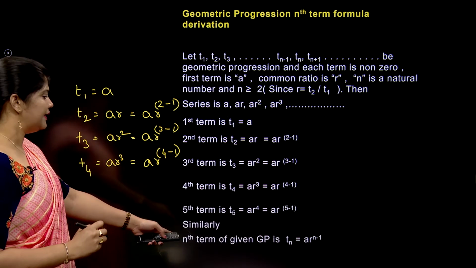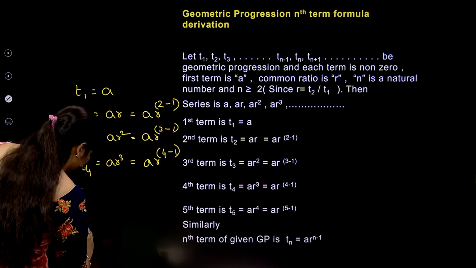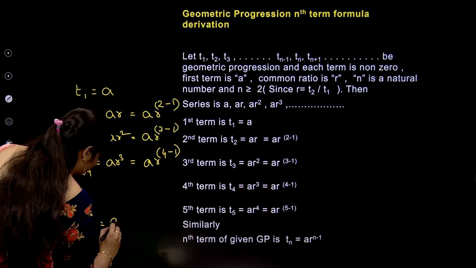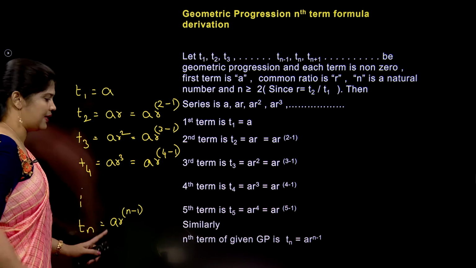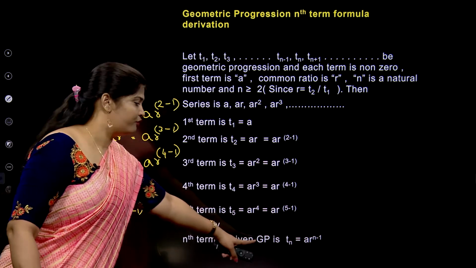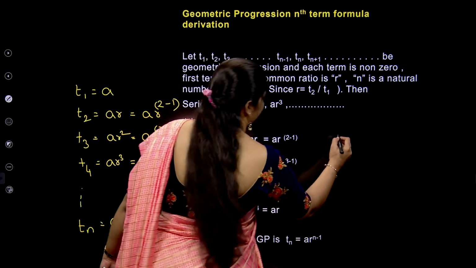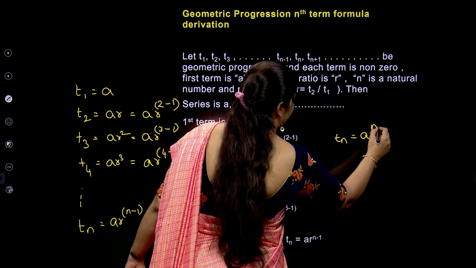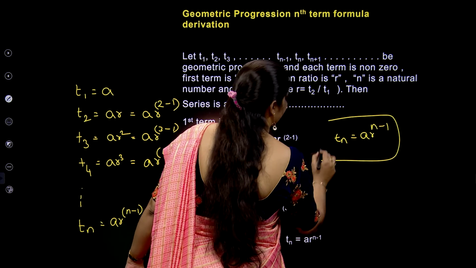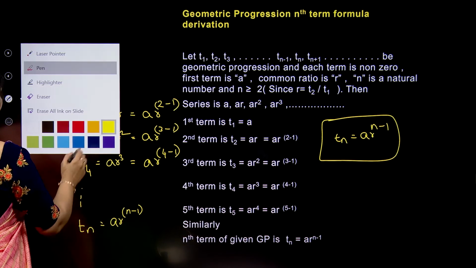In the same way, the nth term means Tn equals AR power n minus 1. This is the nth term formula of GP. What is the formula? Tn equals AR power n minus 1. This is the nth term formula in GP. Okay? Note down, children.